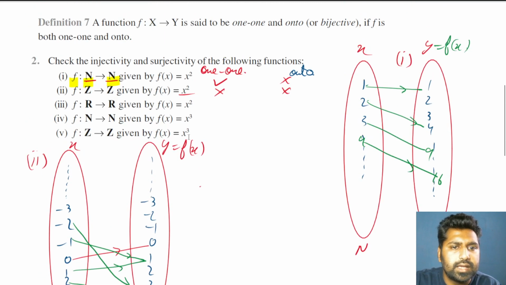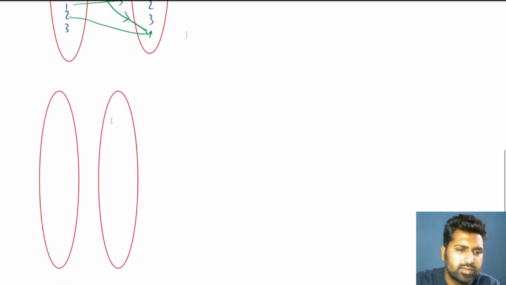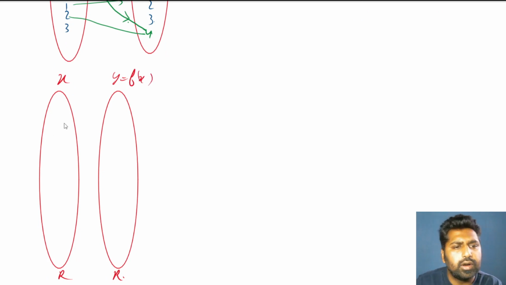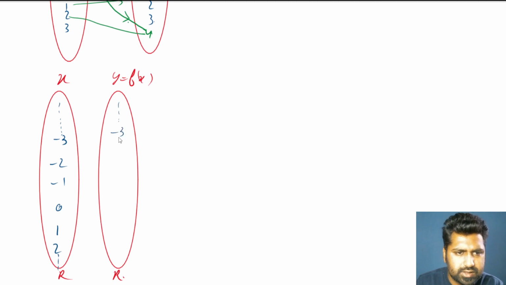The relation is again x square, but it is from R to R. So fine, R to R, x, y, f(x). Again, all real numbers means all decimals, everything will be there. 1, 2, 3, square root 2, square root 3, everything will be here. So right now I'm writing numbers like -3, -2, -1, 0, 1, 2 also. But there are more numbers than that. I cannot plot all the numbers. Here also same -3, -2, -1, 0, 1, 2, 3 and so on.